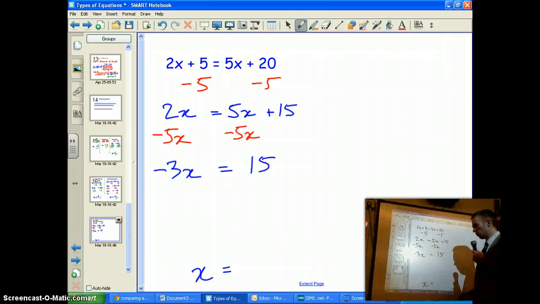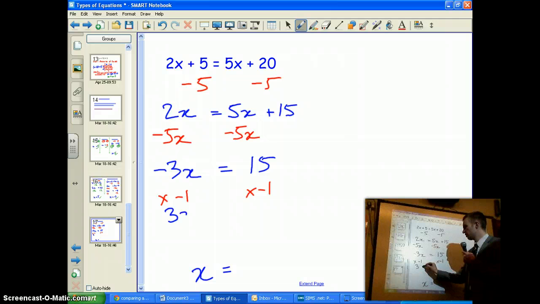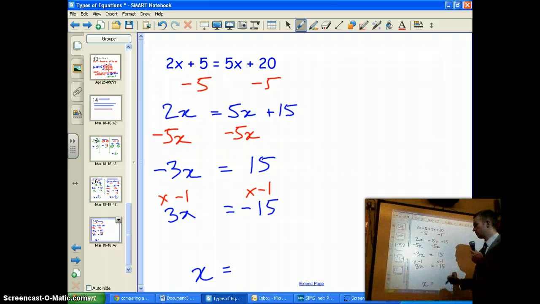Okay, now what I can do here is I can actually just kind of inverse it. So if I divide by or times by minus 1 and times by minus 1, what happens is I end up with having 3x, because this becomes a positive, and this one therefore becomes a negative. So what we've done is we've inversed it. So the minus 3x becomes positive 3x, and the positive 15 becomes negative 15.